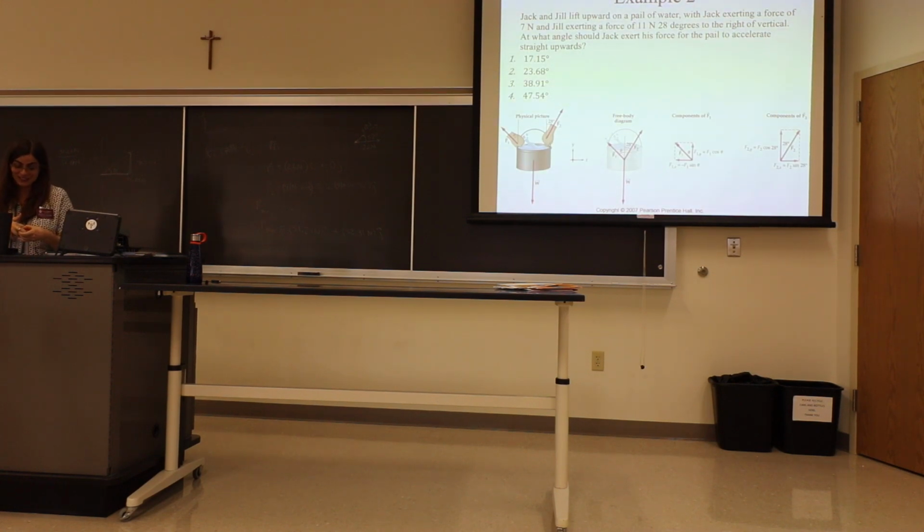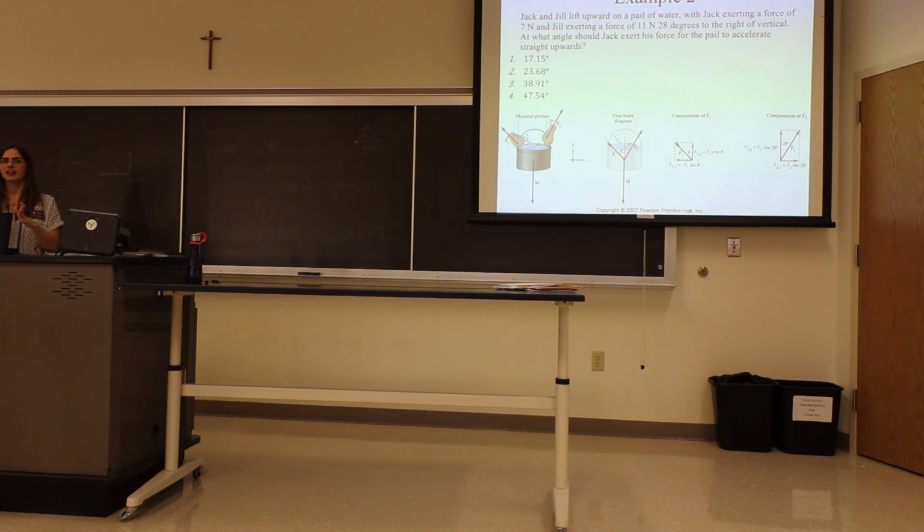Okay, so here's another one. We have Jack and Jill lifting up a pail of water, with Jack exerting a force of 7 newtons and Jill exerting a force of 11 newtons, 28 degrees to the right of vertical. At what angle should Jack exert his force for the pail to accelerate straight upwards?